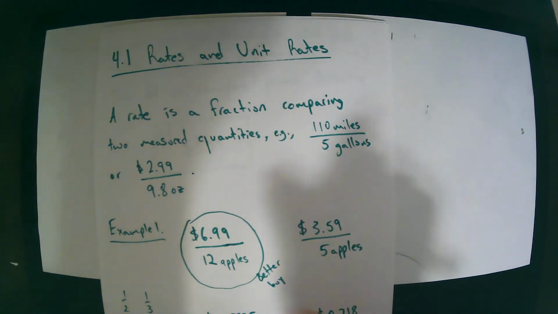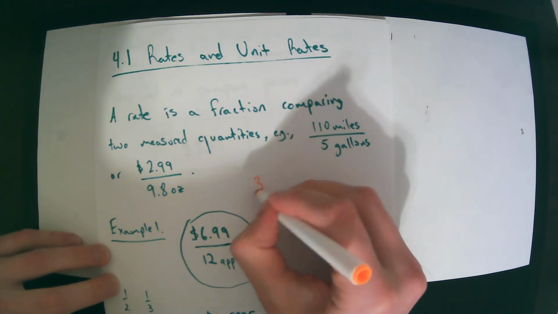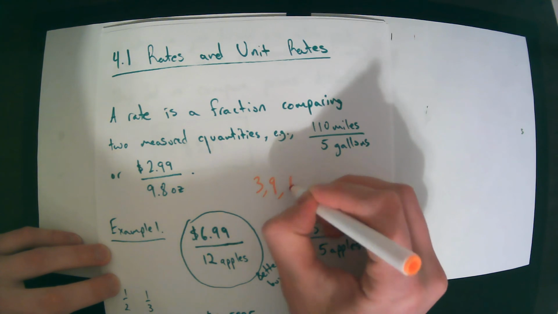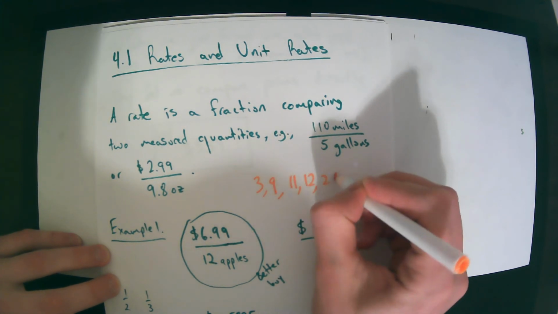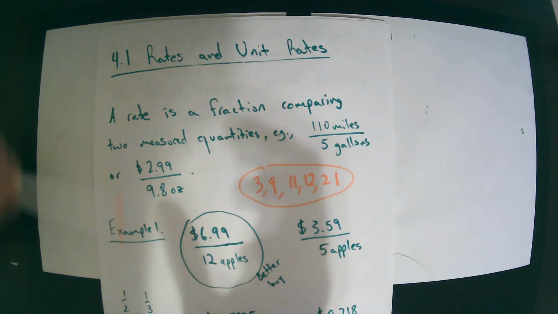So that's it for this unit. We got some homework problems to mark for review. I'll write them down here for you. 3, 9, 11, 12, and 21. Alright. That's it.